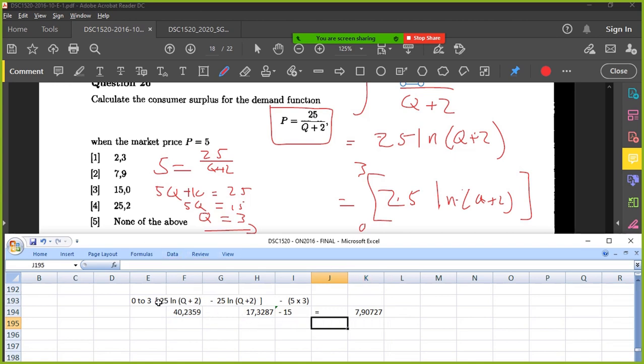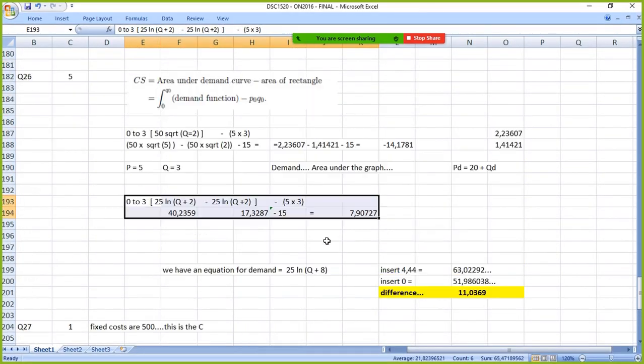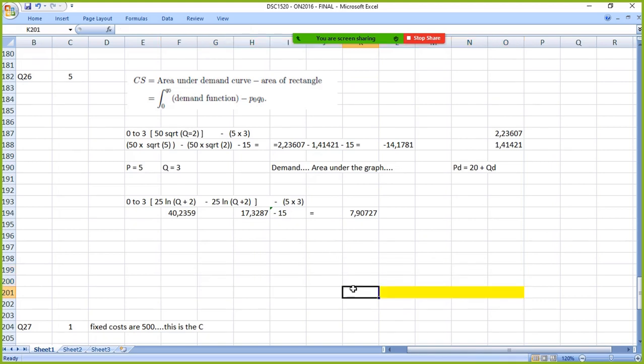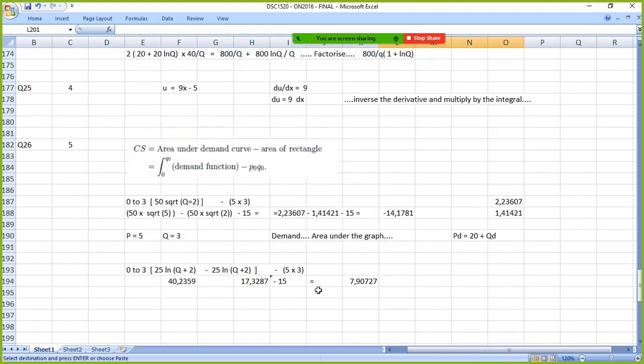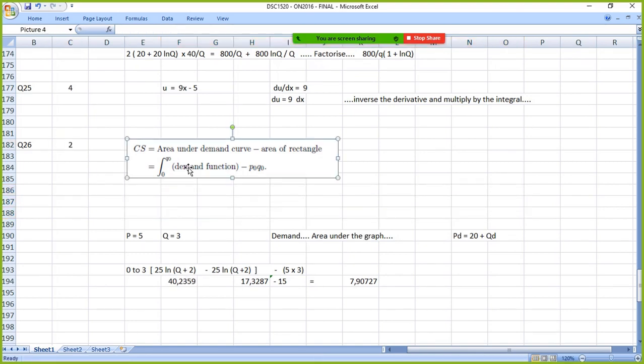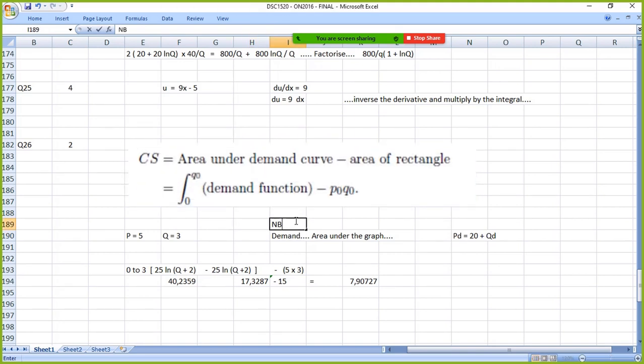Okay, I see. All right, so problem with answer initially is I was using the u substitution. That's incorrect. Okay, if I use the ln instead of the u substitution method, then I'm going to get 7.9. So that changes to option 2. Okay, there we go. That's a bit better. All right, so just NB.